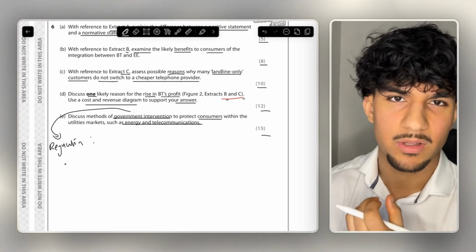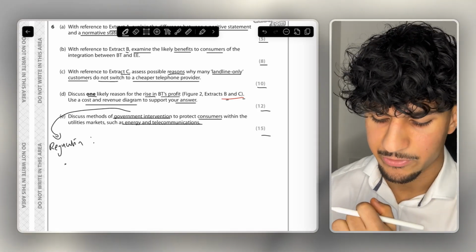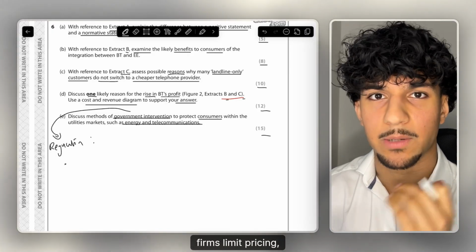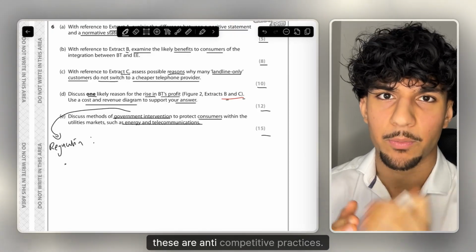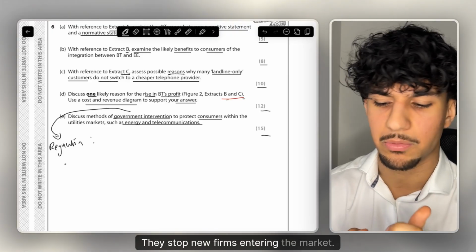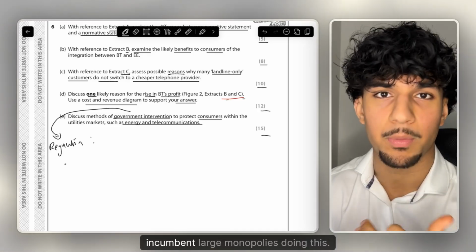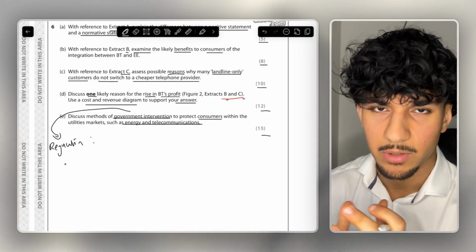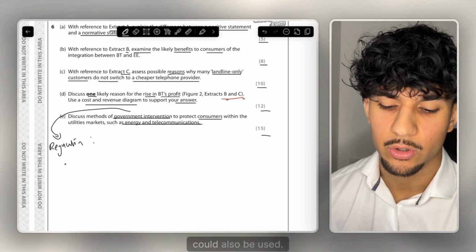There are many other points you can speak about here, things like stopping anti-competitive practices. The CMA sometimes intervenes in markets to stop firms' limit pricing and predatory pricing. Why? As the name suggests, these are anti-competitive practices. They stop new firms entering the market. So the CMA comes in and regulates to stop incumbent large monopolies doing this. And other things like demerger policy, or stopping a merger occurring. Things like providing new startups with loans could also be used.